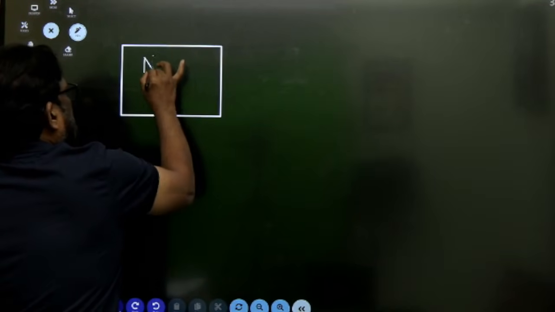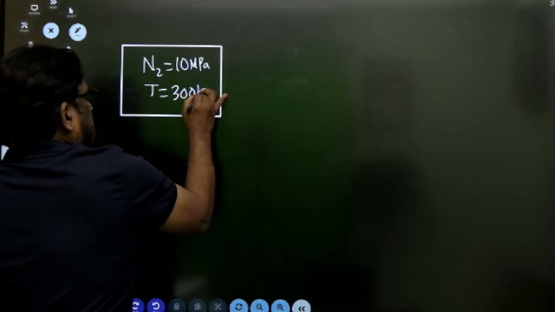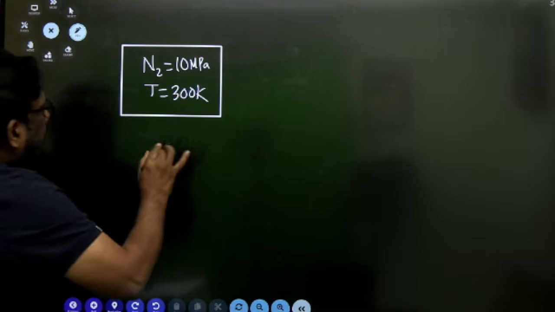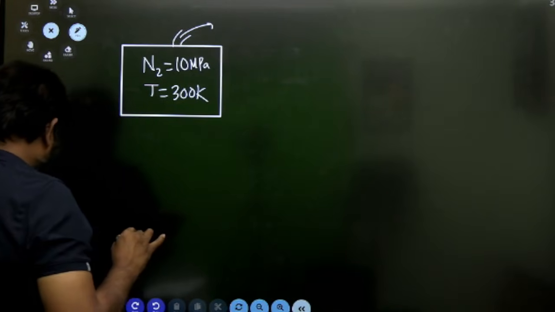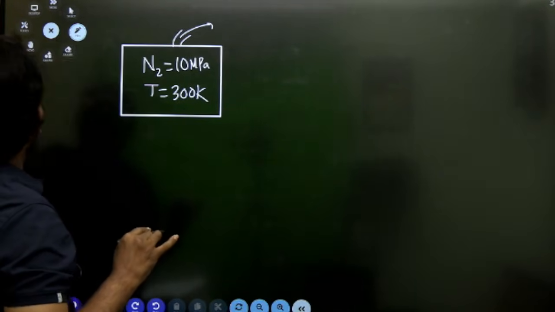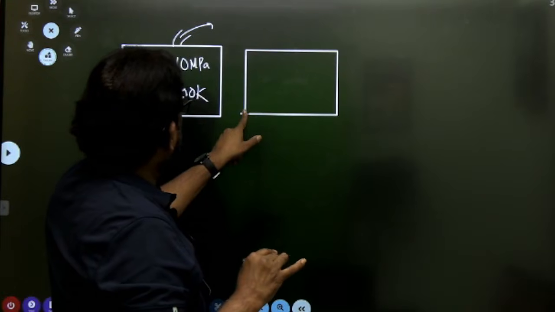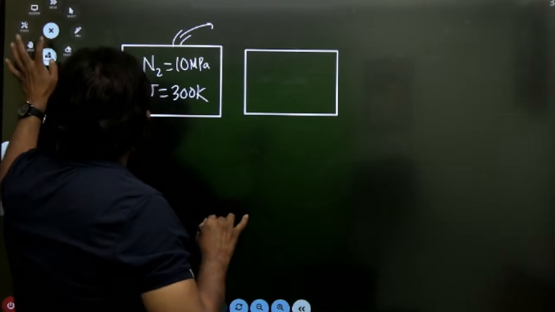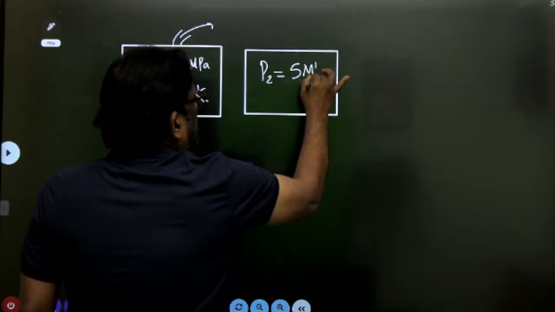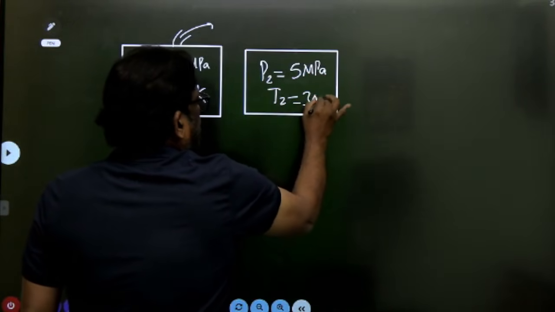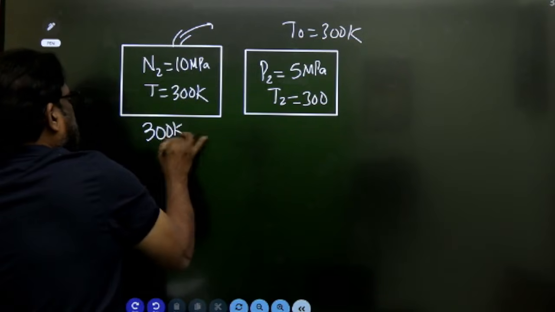In that container we have nitrogen at 10 megapascal and the temperature is 300 Kelvin. ठीक है सर. Okay. Now, a leak is developed and the nitrogen is escaping and the final pressure is, my dear students, एक बार देखो तो final pressure कहाँ है? We'll take shapes, कोई बात नहीं. Now, yes, the final pressure is 5 megapascal and still the temperature is given as 300 and the surroundings or the ambient is also at 300. This is 300 Kelvin. The ambient is at 300 Kelvin.